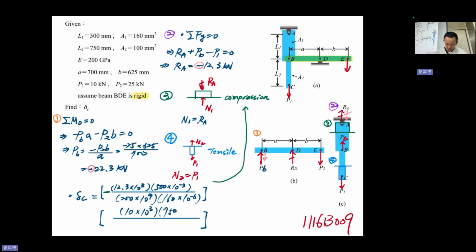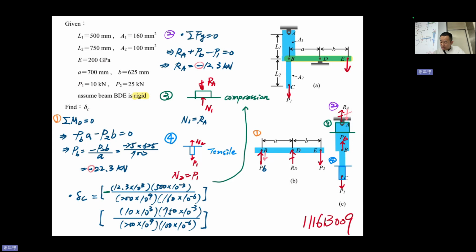I just want to tell you the story that I just cannot recognize my writing in my own script on my iPad. Interesting. 200 times 10 to 9, 100 times 10 to minus 6.